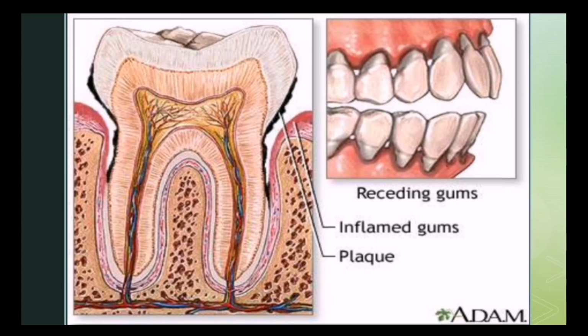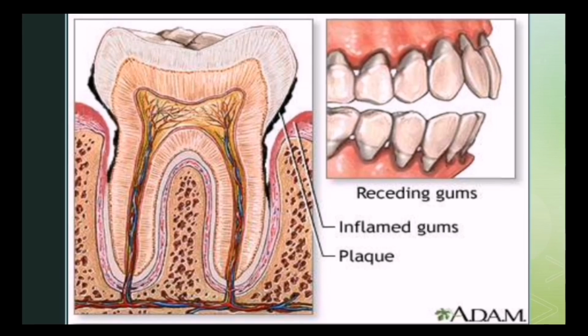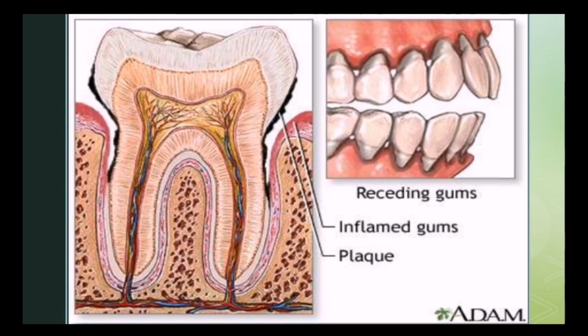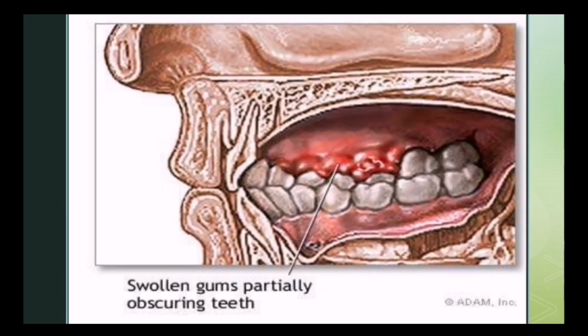These are the classical symptoms or clinical features of periodontal disease. Gum recession occurs and the root is exposed. Because of root exposure, there is a high chance of root caries, and there is plaque and calculus formation. There is also a diagrammatic representation of swollen gums partially obscuring the teeth.